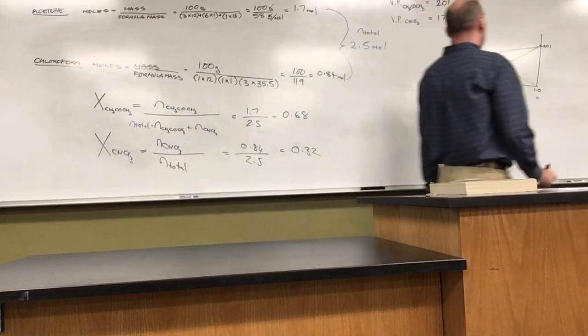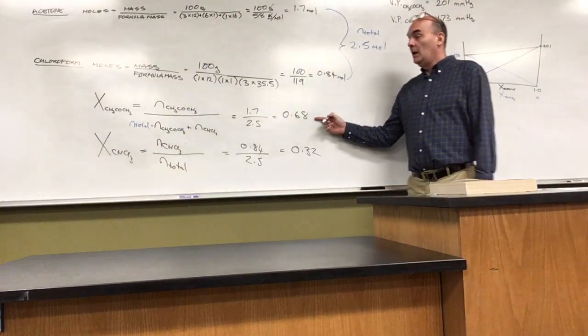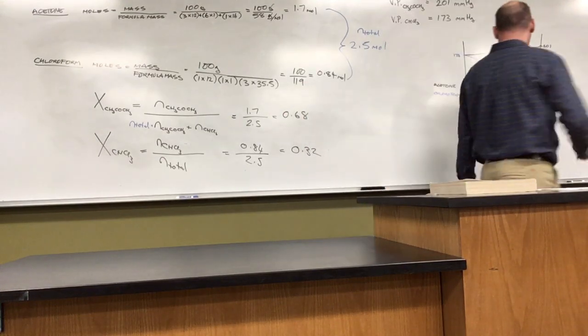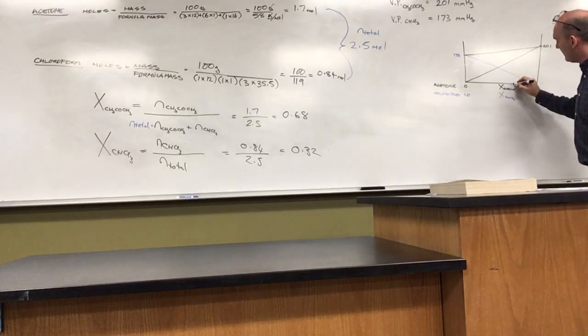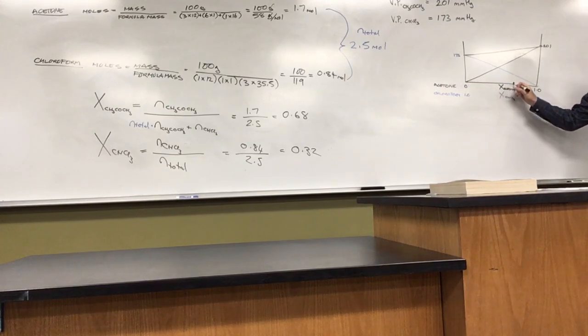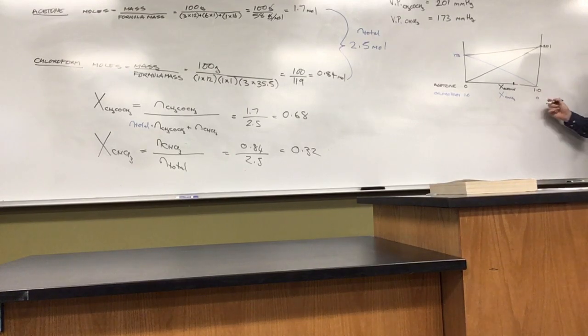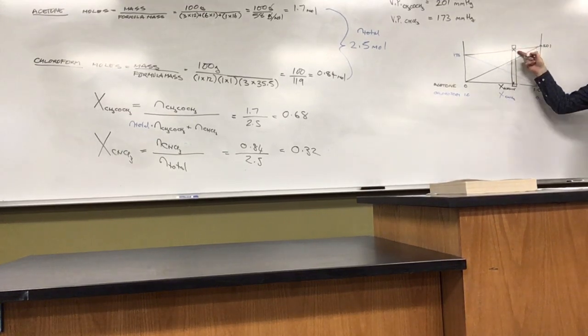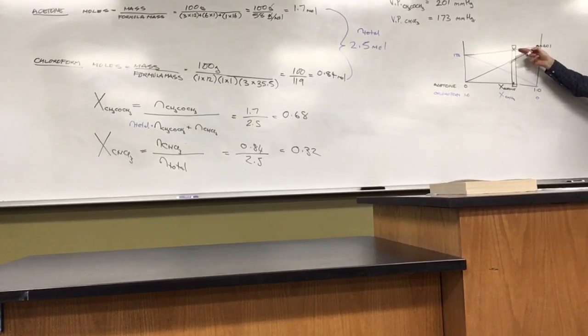Okay, so I put 100 grams of each in that flask. Here's where I am. I'm 68% of the way on the black line and 32% of the way on the blue line. So right here, that's the number that I should be finding. Okay?